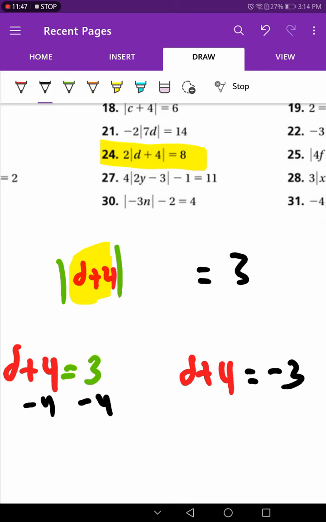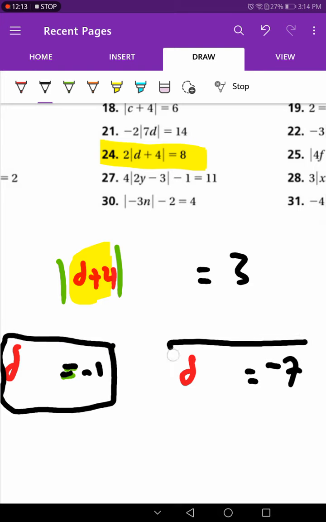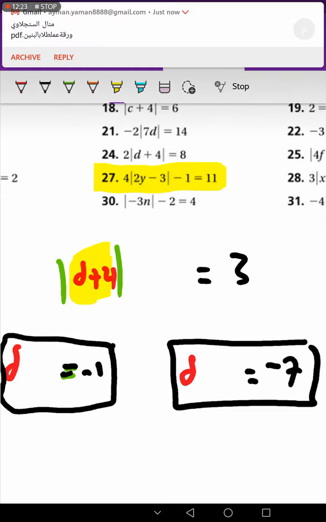Now solve it. -4, -4. Yes, this is eliminated. And 3 minus 4, actually, it is -1. And here -4, -4. This is eliminated. And here -7. So d equals -1, or d equals -7. This is 27 actually, not this. We are here. We are done with this.